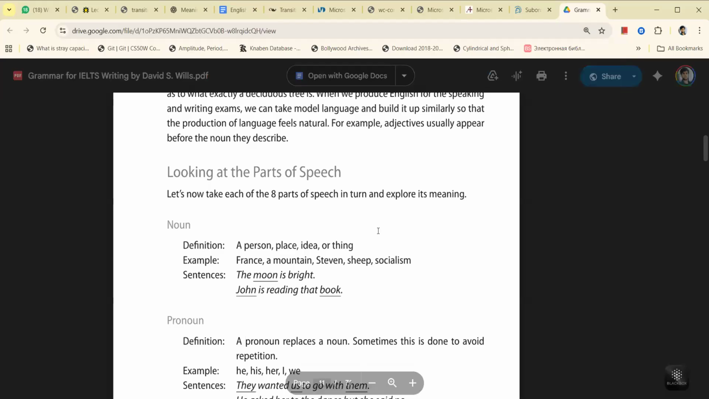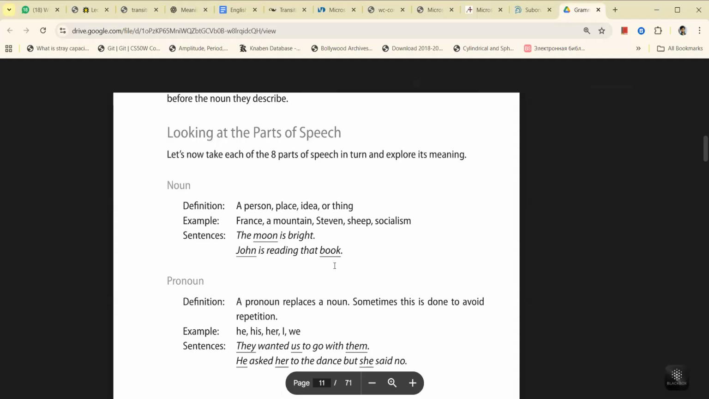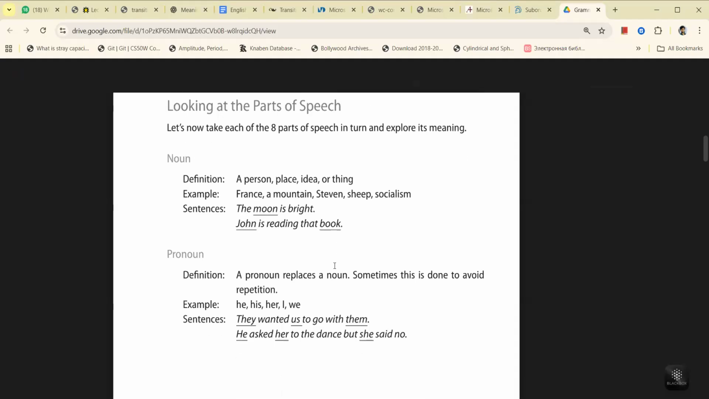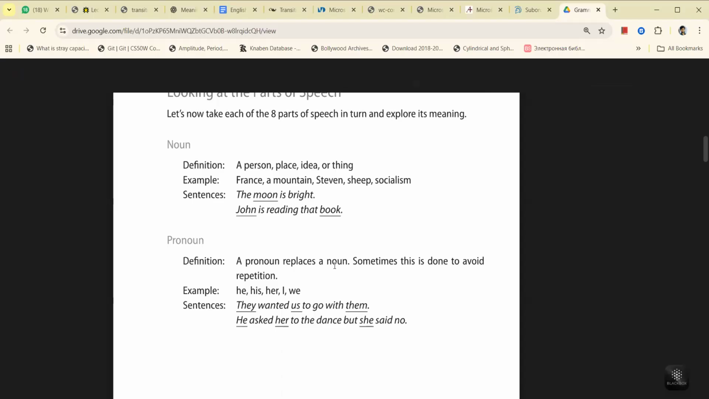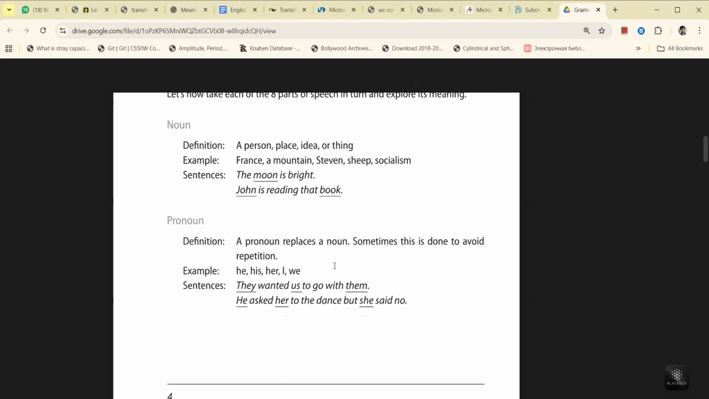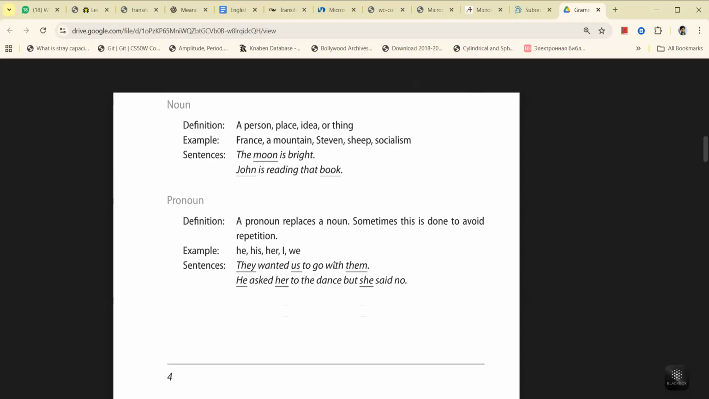Looking at the parts of speech. Let's now take each of the parts of speech in turn to explore its meaning. Noun. Definition: a person, place, idea, or thing. Examples: France, a mountain, Steven, sheep, escape, socialism. Sentences: The moon is bright. John is reading the book.